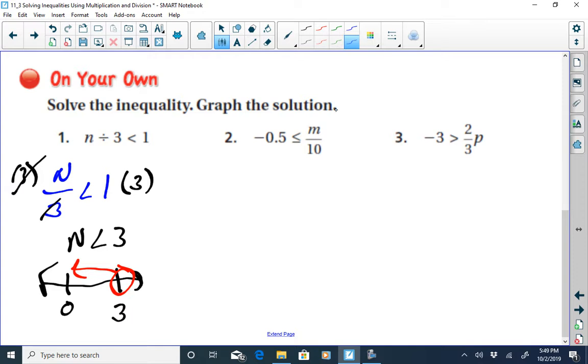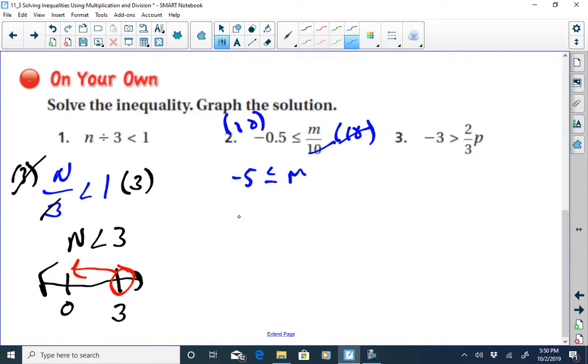I see division. The inverse of division is multiplication, so we will multiply both sides of that inequality by 10. Let's show that. The 10 in the numerator is going to cancel the 10 in the denominator. 10 times negative 0.5 is negative 5, which is less than or equal to m. One-step inequality.